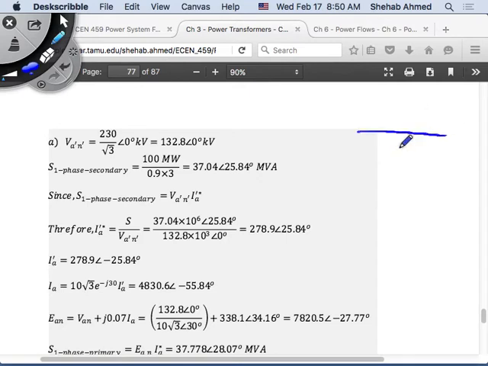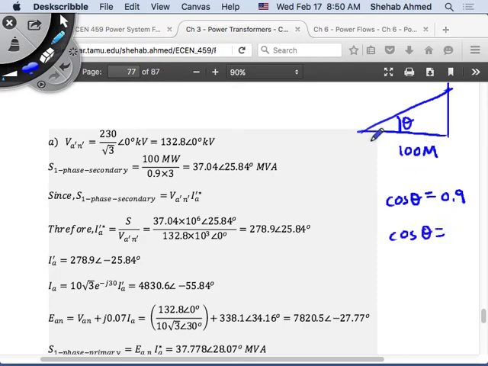The load is 100 megawatts. This is angle theta. Cosine theta is equal to 0.9. Cosine theta is equal to the adjacent, which is the P, over the hypotenuse, which is S, right? It's equal to P over S. So S is equal to P over cosine theta. If this is S three phase, this is P three phase. If this is S single phase, and this is P single phase, right?